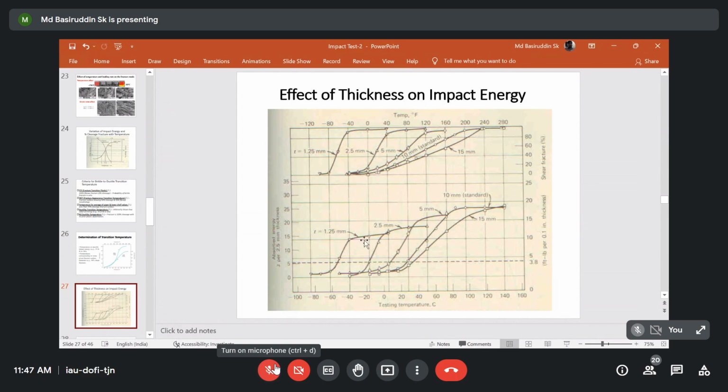Therefore, you will find that samples which have a thickness of 1.25 mm absorb a little bit lower amount of energy as compared to samples which have a thickness of 10 mm. That means if you follow the standard procedure, then whatever energies are absorbed, or whatever ITT values or impact transition temperature values you get, those values will differ significantly as compared to a specimen which you have fabricated following non-standard fashions. Okay, so that will be reflected.